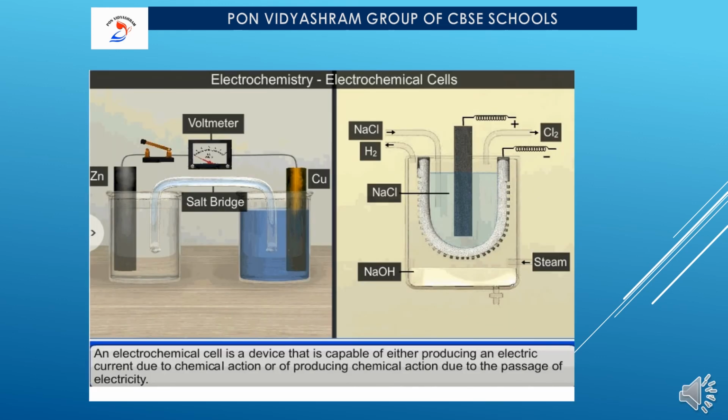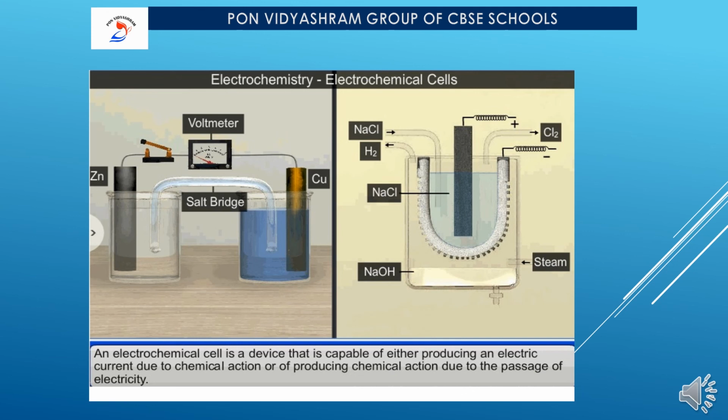The diagrammatic representation of an electrochemical cell. The right hand side is a simple electrolysis process, whereas the left hand side diagram is a complete electrochemical cell. Already I have explained what an electrochemical cell is. Now, an electrochemical cell is made up of two parts. It contains two beakers. In the left hand side beaker, we have zinc sulfate as the electrolytic solution along with a zinc electrode. On the right hand side, we have a copper sulfate solution along with a copper electrode. These two electrodes are connected with a metallic wire, and these two beakers are connected through a salt bridge.